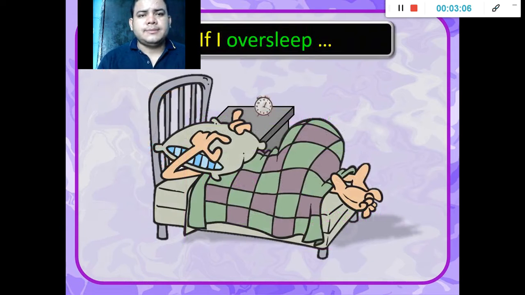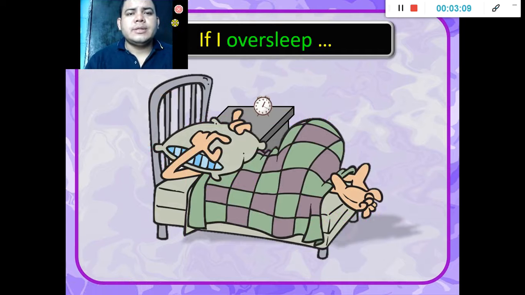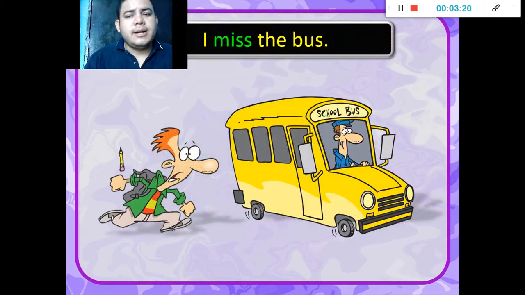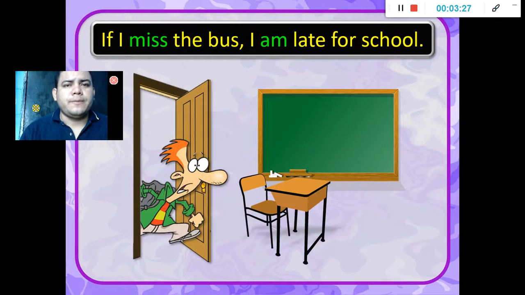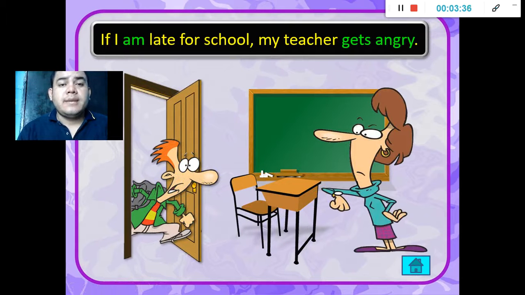We have another example here. If I oversleep, right? Si me quedo dormido. If I oversleep, what happens if I oversleep? If I oversleep, basically, I miss the bus, right? What happens if you miss the bus? If I miss the bus, I am late for school. The next one. If I am late for school, my teacher gets angry, right? So this is basically the zero conditional, people, simple present and simple present.